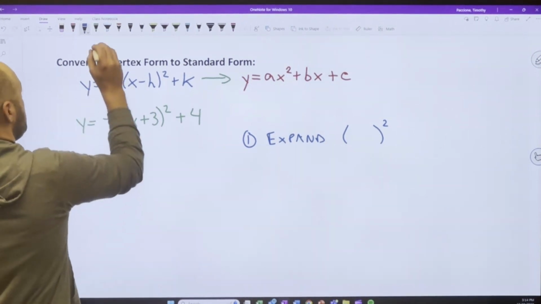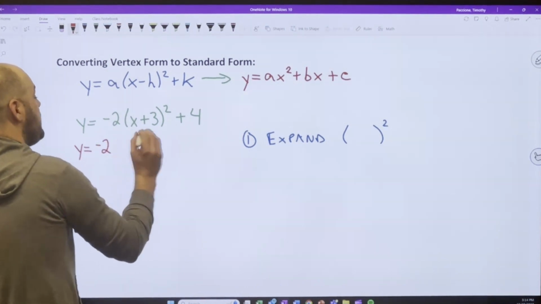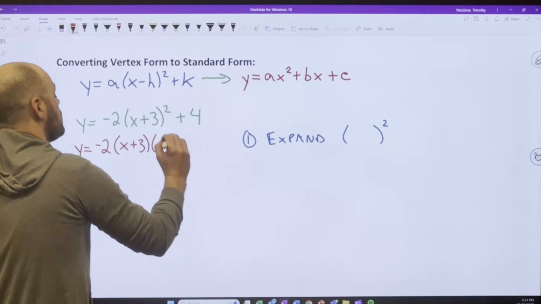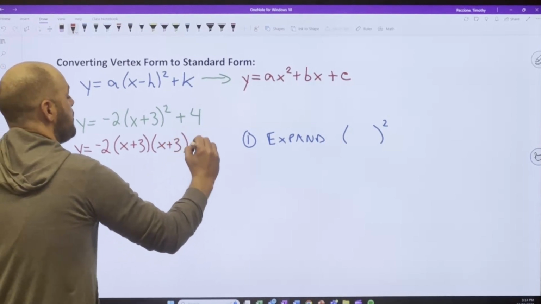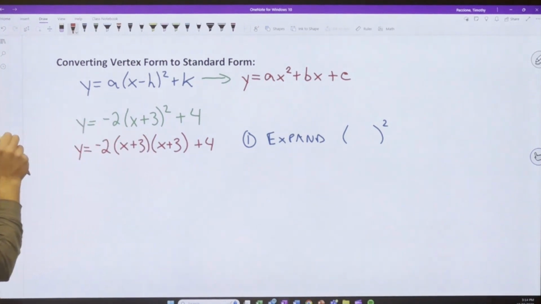What does that look like? It goes y equals -2, and then instead of x plus 3 squared, I'd put x plus 3 times x plus 3, and then I put plus 4, right? So this became this. You just pulled that apart. That's your first step. Okay?